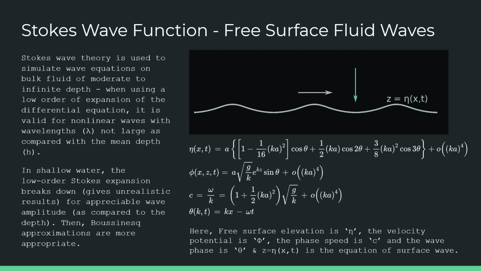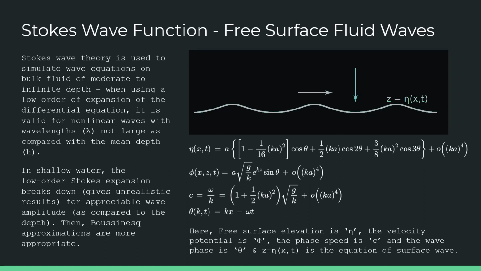In shallow waters, there is a lot of geometry that needs to be taken care of. However, in moderate and infinite depth, we can simply use a low order of the expansion of the differential equation, that is the Stokes wave function, and using that we can find the wavelengths and the required phase for the fluid waves. In shallow water, we use what is called a Boussinesq-type approximation, which is more realistic for that scenario.